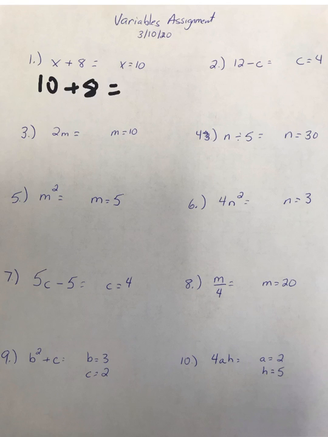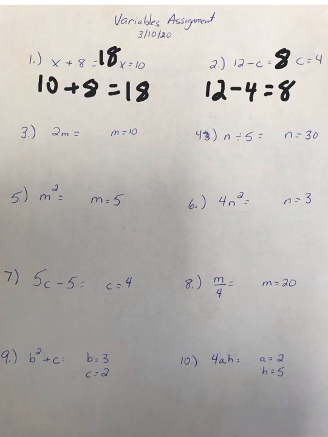So 10 plus 8 equals 18. You put 18 up there. And the second one, 12 minus c, when c equals 4. You rewrite it: 12 minus 4, and 12 minus 4 equals 8. You put it in the blank.